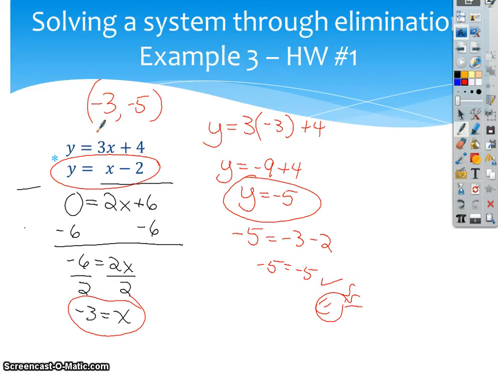Elimination method. You're looking to line up variables. Look how everything's nice and neatly lined up. y's and y's, x's and x's. We like that. We can either add or subtract our equations. In doing that, we're going to eliminate one of our variables. Once we've eliminated one variable, we simply solve.